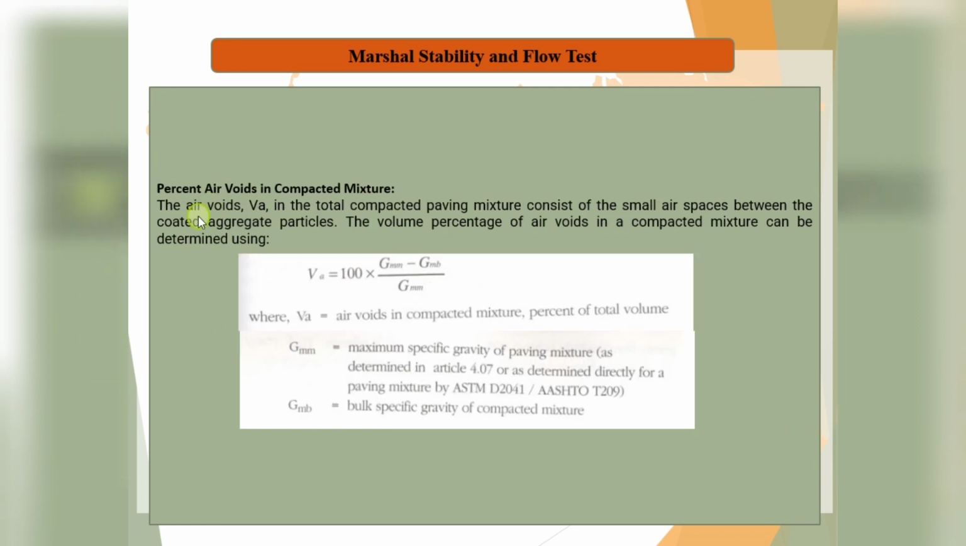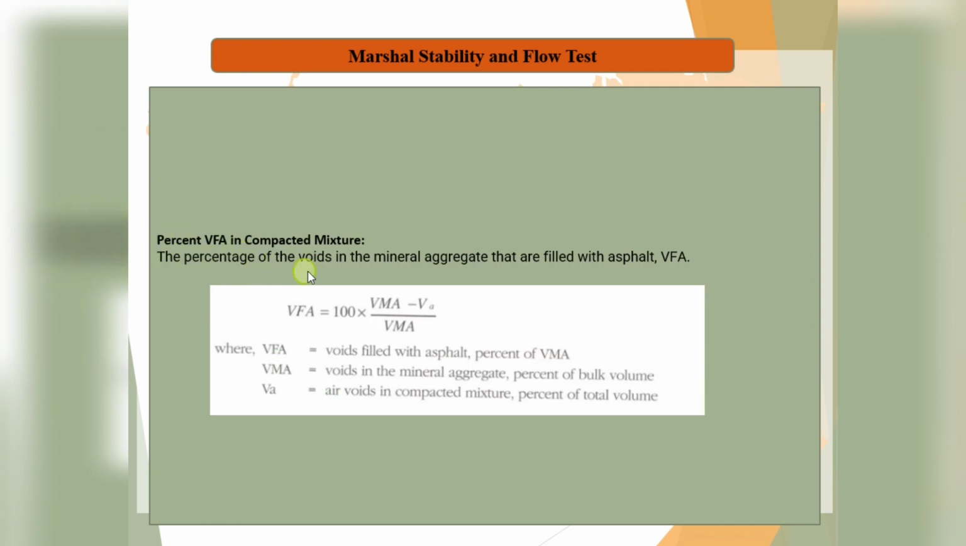Okay, so next one is percentage air voids in compacted mixture. It's the fourth thing, which is the same as the previous one, but a little different. You just follow these guidelines. So the next one is VFA. VFA stands for voids filled with asphalt. Here is its formula: VMA, voids in mineral aggregate, and the same VA, air voids in compacted mixture percentage.